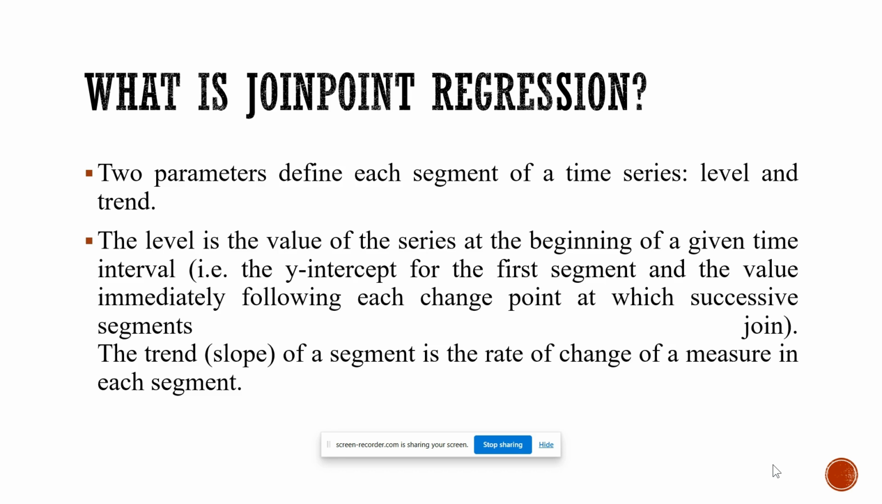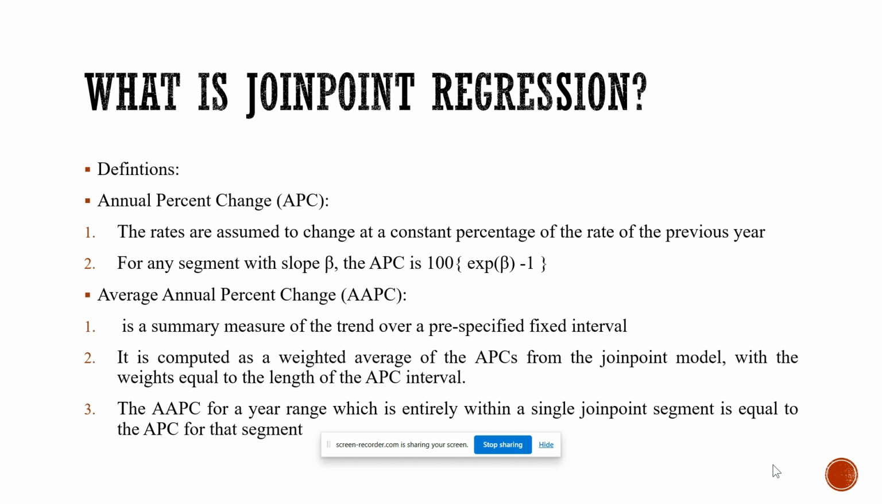In each segment of joint point regression, there are two parameters, trend and level. Level is the value of the series at the beginning of the given time interval of that segment. And the trend is the slope, which is the rate of change of the measure in that segment.